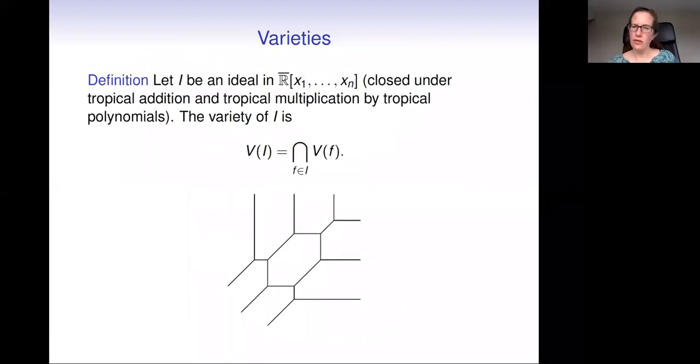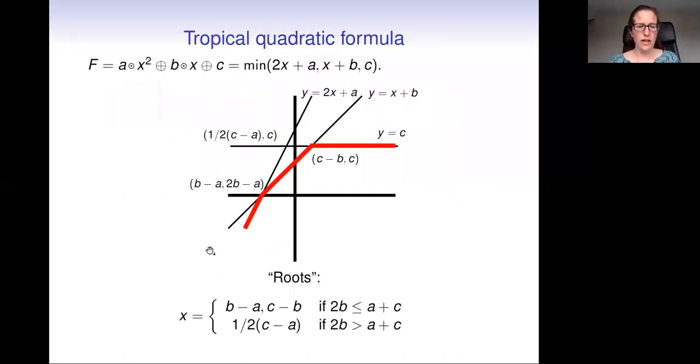I want one more definition before we move on to the connection to algebraic geometry, and that's of a variety. Oh sorry, maybe one question: the red line is the function trop f. The roots are the positions where there are corners. So we're looking for the variety, yeah, exactly, good. Okay, the variety of f is just those 2 points.